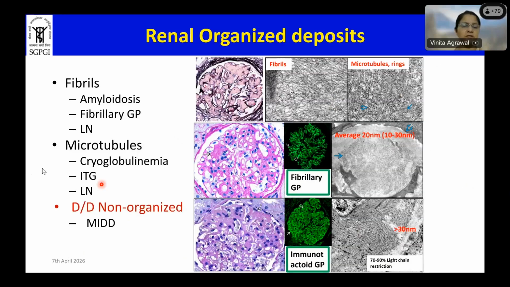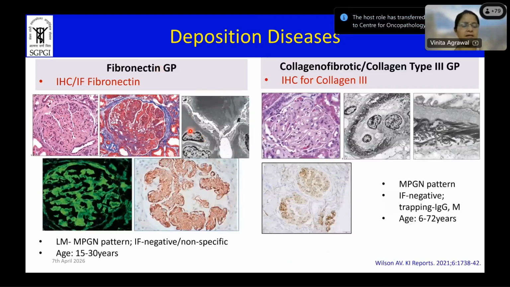There are other conditions which can also show a typical deposition-like appearance, but these are non-organized deposits like in MIDD. The other condition like fibronectin glomerulopathy will also show you a similar appearance, but of course it is positive for fibronectin by immunofluorescence, and you can also use an immunohistochemical stain. Similarly, for collagenofibrotic glomerulopathy, you can do an immunohistochemical stain, and EM will show you typical collagen deposits below the glomerular basement membrane.